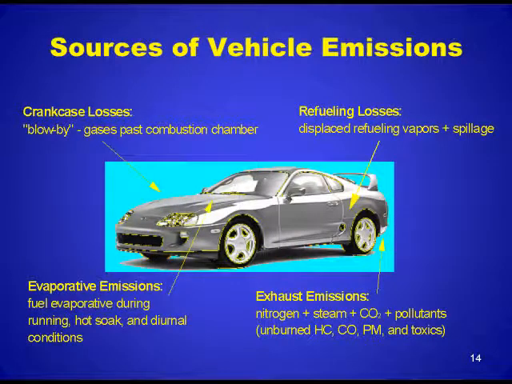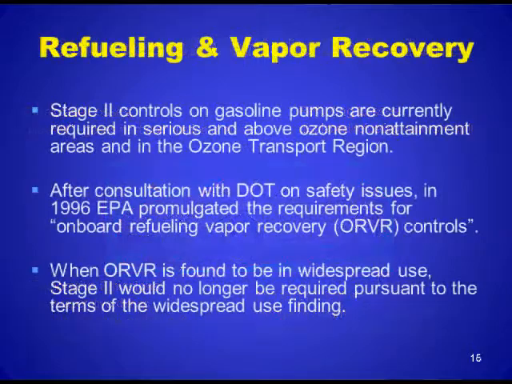Where do emissions come from in cars? You have crankcase losses, refueling losses, evaporative emissions, and exhaust emissions. Let's talk a little bit about refueling and vapor recovery. Even when your gas tank appears empty, it's not really empty. There are vapors in it. And there was a time when, as you filled your gas tank, those vapors came out into the atmosphere.